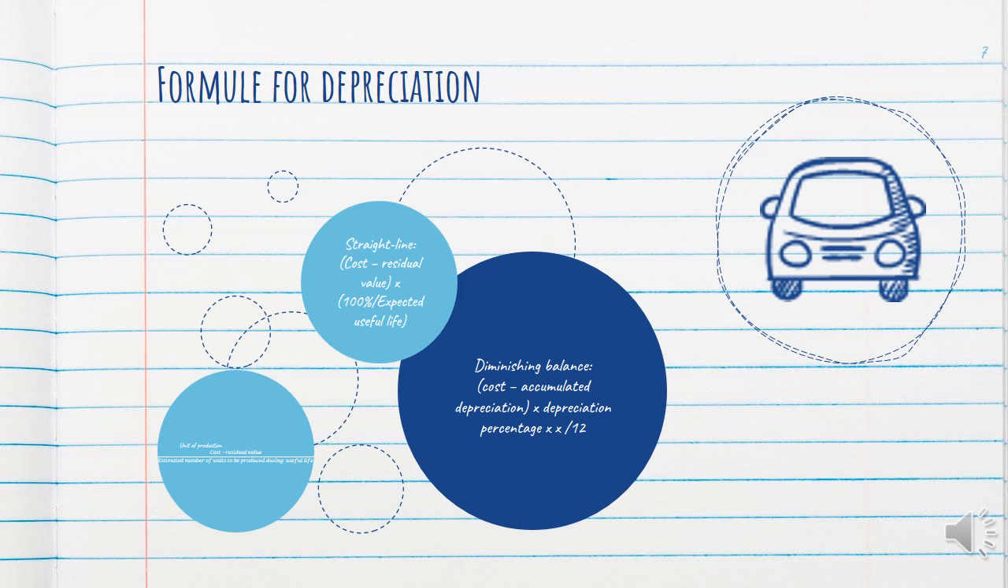But basically, straight line is cost minus residual value times 100 over the expected useful life. That is pretty simple. You'll see I didn't even do an example on that because the textbook does explain that method quite well. Then you have your diminishing balance, which is your cost minus your accumulated depreciation times the depreciation percentage times however many months you have used it for that year. We'll get into that, but that is the formula for that. And then obviously units of production is your cost minus your residual value over the estimated amount of units that will be produced during the useful life of the asset.